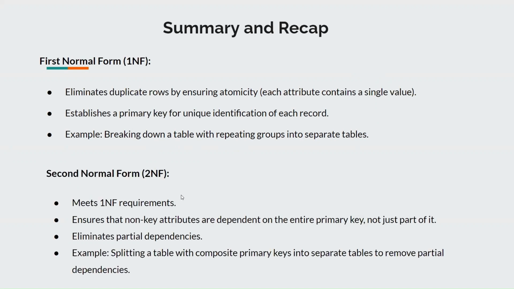Then came the second normal form, which meets the 1NF requirements, and it ensures that non-key attributes are dependent on the entire primary key, not just a part of it. That is, it eliminates the partial dependencies. Splitting a table with composite primary keys into separate tables to remove partial dependency is a classical example.